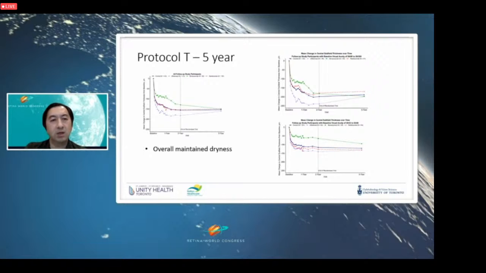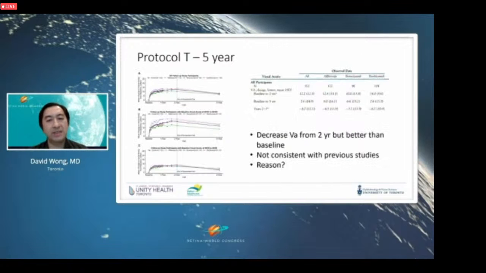And you can see the all follow-up patients studied. And then the 2 breakups of the 2 cohorts, the worse vision of 20/50 to 20/320, and a better visual acuity of 20/32 to 20/40. But the interesting part is there was a decrease in vision from year 2, but it was better than baseline. So year 5, the visual acuity is worse than year 2, but better than baseline. And this is not consistent with the previous studies. And the question is why, and there may be some interesting data points we can think about later.